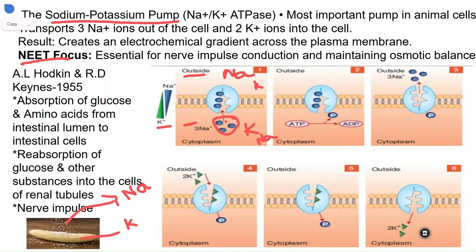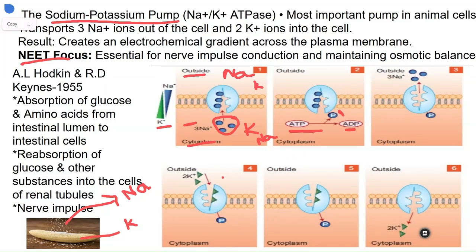So three ions of sodium move from the cytoplasm to outside. So 3 sodium ions are pushed out, and for this, because they are moving against the gradient, they require energy, and ATP is giving the energy here. It is giving the inorganic phosphate and getting converted to ADP. So 3 sodium ions are out.